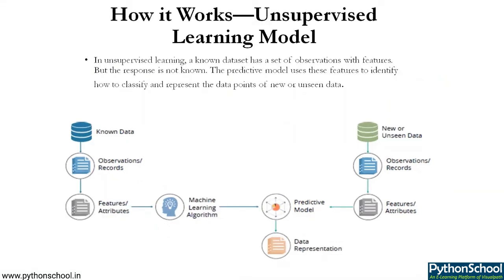In unsupervised learning, a known dataset has a set of observations with features, but the response is not known. The predictive model uses these features to identify how to classify and represent the data points of new or unseen data.